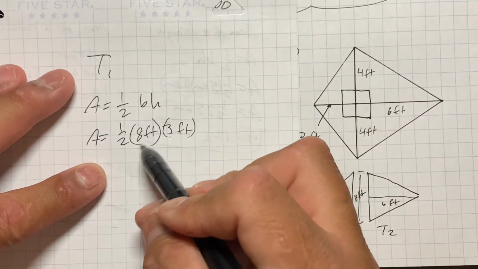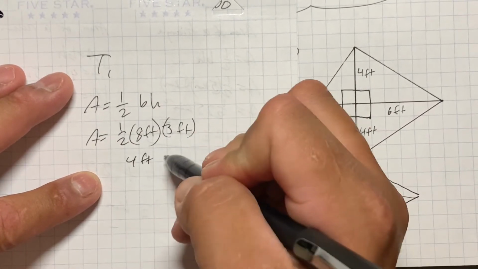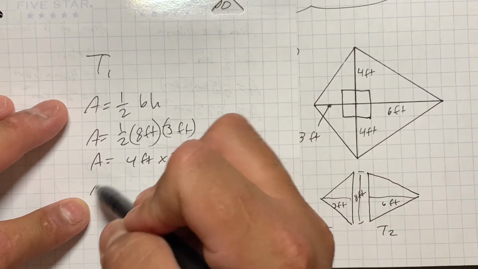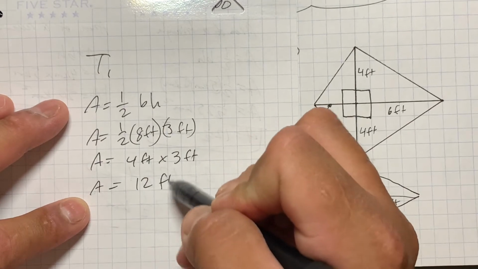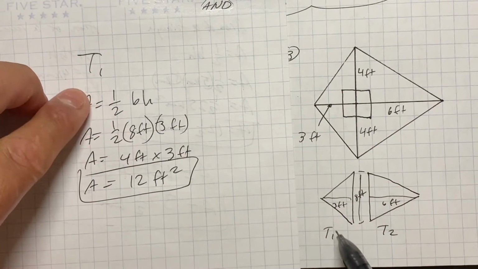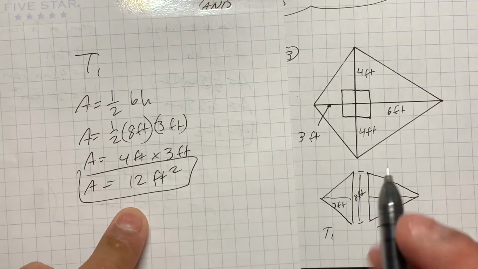So half of 8 is going to be 4. Okay. And 4 times 3 is going to be 12. So the area for triangle 1 is going to be 12 feet squared.